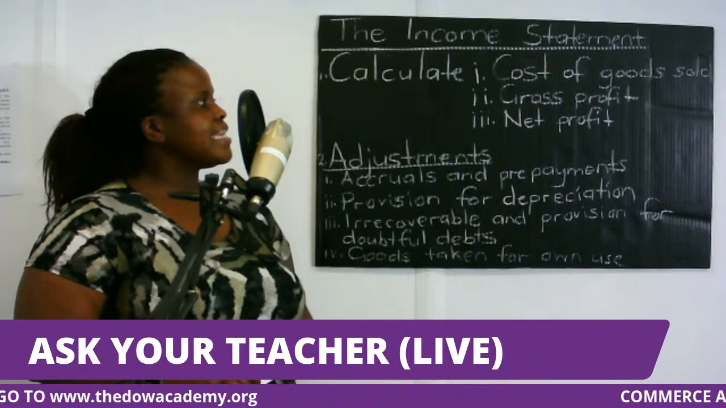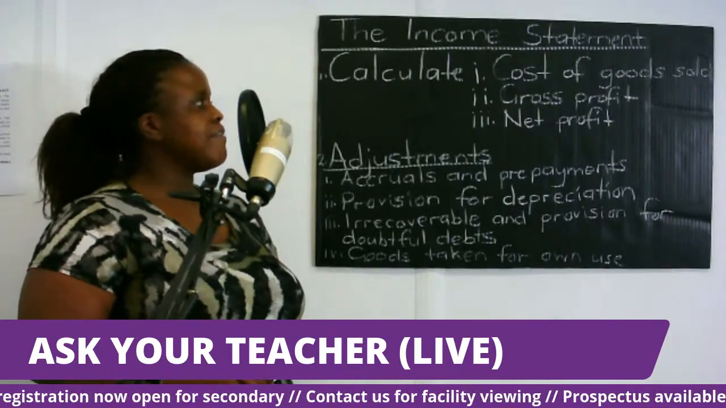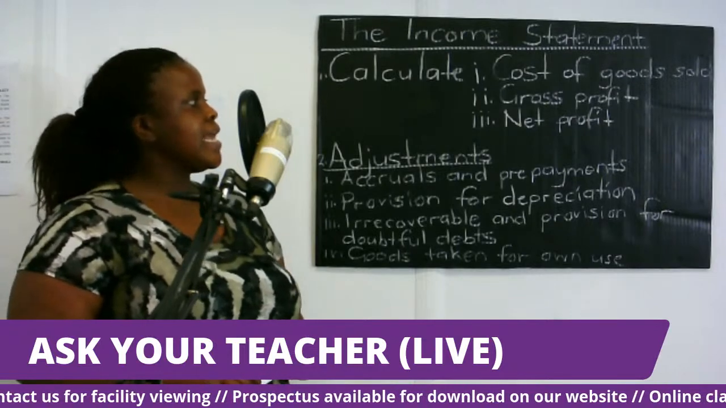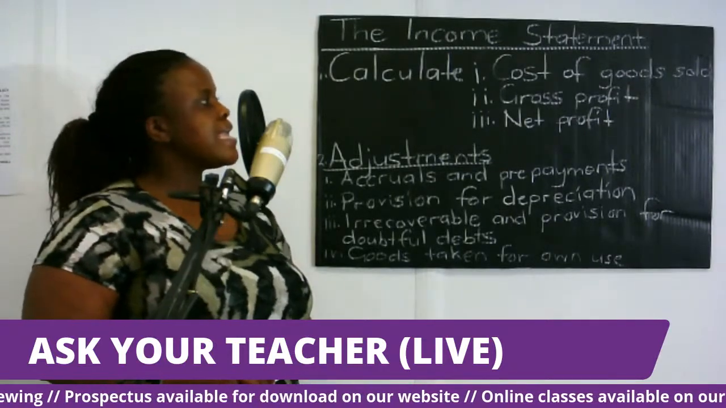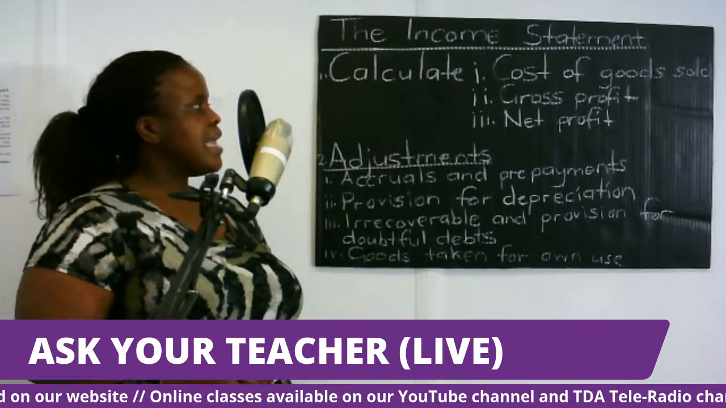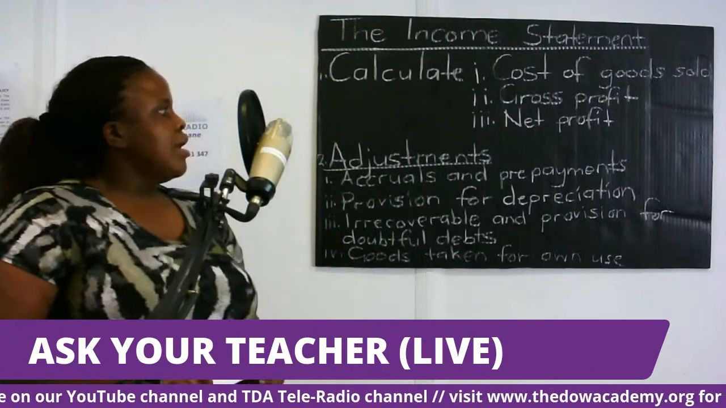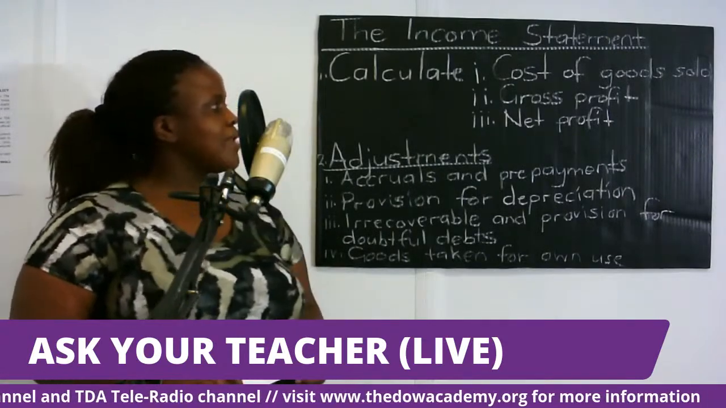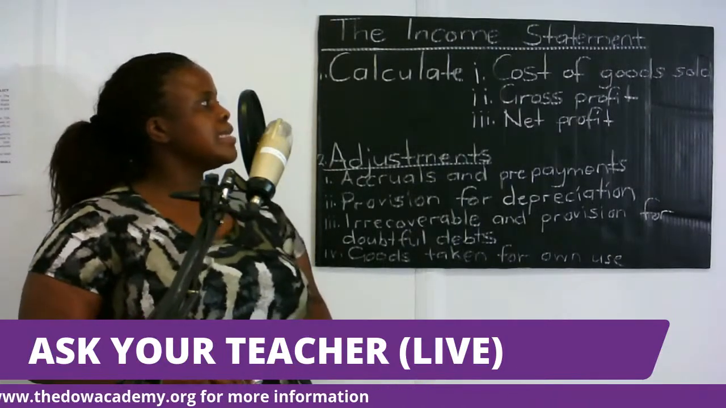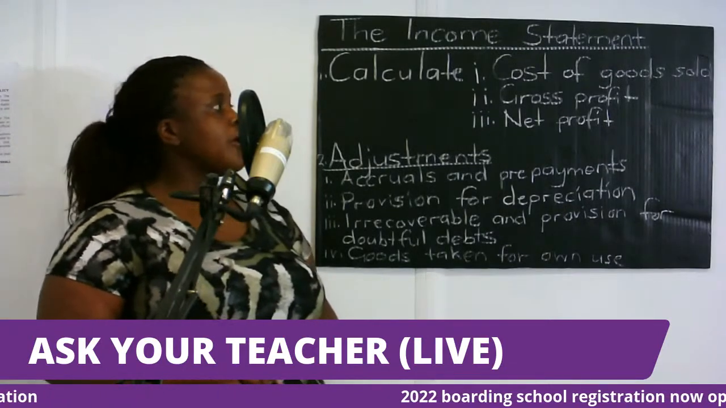Remember, there are things that affect the purchases. What affects our purchases? Our purchases are affected by goods taken for own use by the owner of the business. Purchases are also affected by carriage inwards, the cost of transporting goods into the business, and they are also affected by returning goods to the supplier. Also, how do we calculate gross profit? I hope you still remember that. Gross profit is simply calculated by sales less the cost of goods sold, then we get our gross profit.